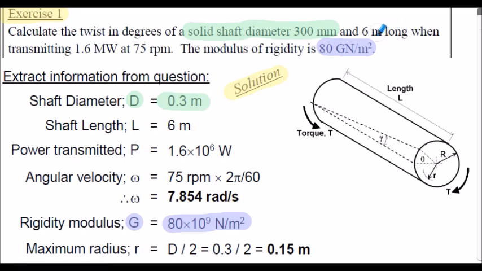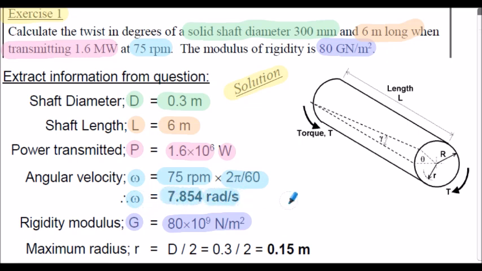The length of the shaft is 6 meters, so L is 6 meters. The power transmitted is 1.6 megawatts, so capital P here, 1.6 times 10 to the 6 watts. And then the angular velocity is 75 RPM, so converting 75 RPM into radians per second, multiplied by 2 pi upon 60. So omega is 7.854 radians per second, to 3 decimal places there. I have stated the maximum radius, which of course is half the outside diameter, but that's not actually required in this particular case, as we're not asked to find the shear stress in the shaft.